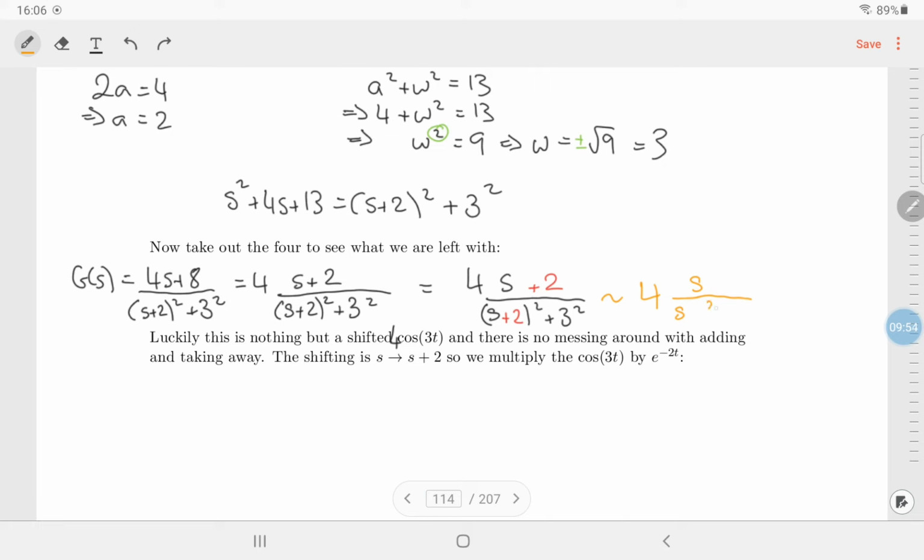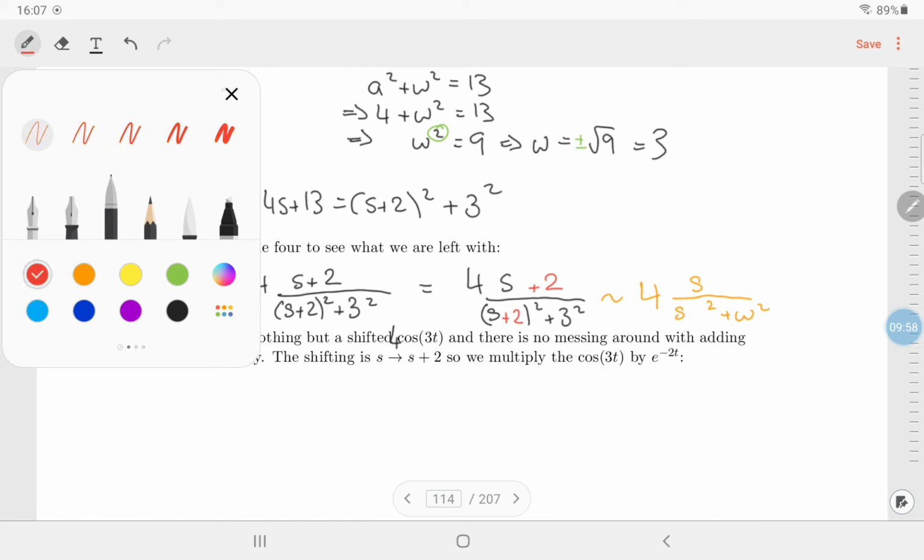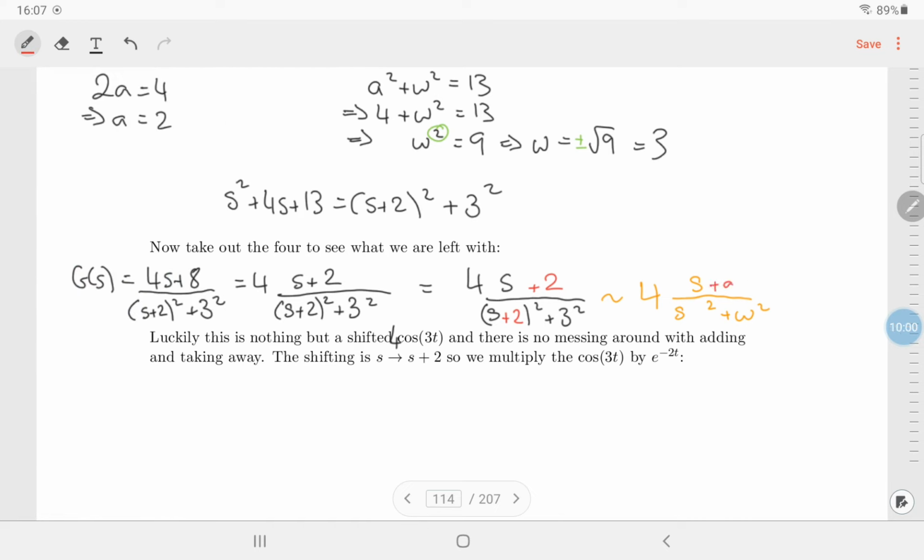S squared plus omega squared. And then the s's are shifted to something. So that's kind of what we're looking at. So this thing that we have, the big G of s, is 4 times exactly a cos 3t, but it's shifted. So when we send it back to little g of t, to account for the shifting, we multiply it by what we call the exponential shift, e to the minus 2t.